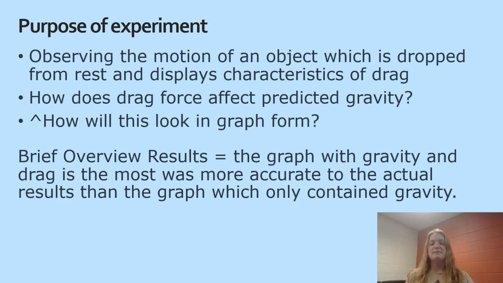So in this lab, the purpose of my experiment is to observe the motion of an object which is dropped from rest, and it's going to end up displaying characteristics of drag because final velocity and initial velocity are not going to be the same. Then we're going to look at how drag force affects predicted gravity by looking at a computer-generated gravity-only graph and one of drag and gravity and see how they differ. A little bit of results: the graph with both gravity and drag ended up being more similar and accurate to the actual results than the graph with only gravity.